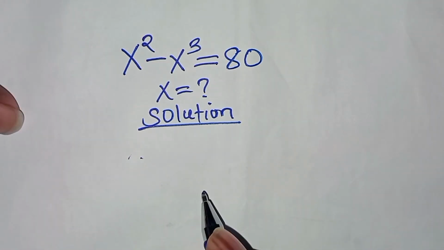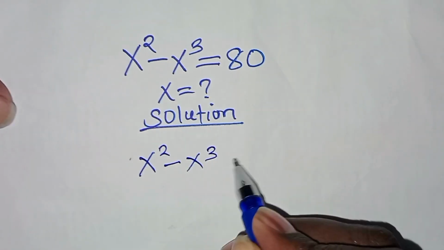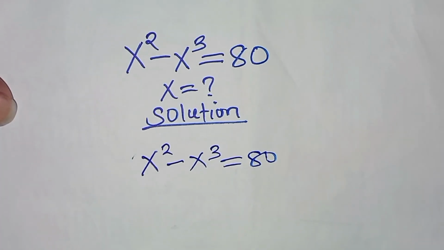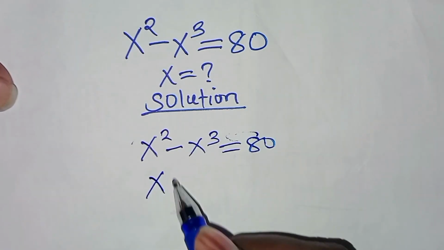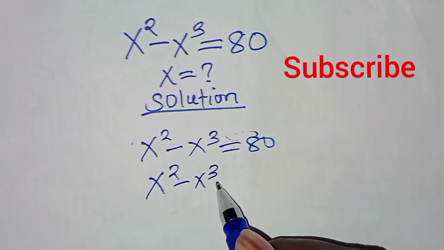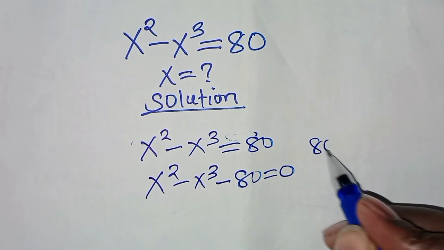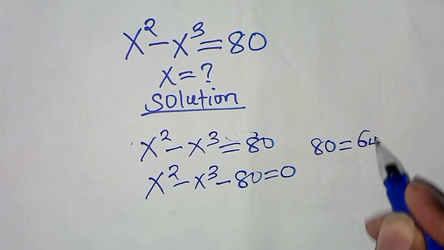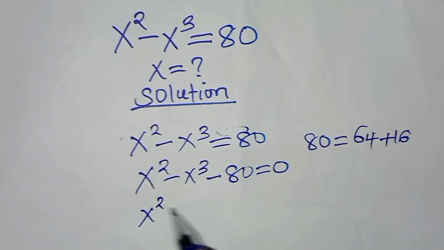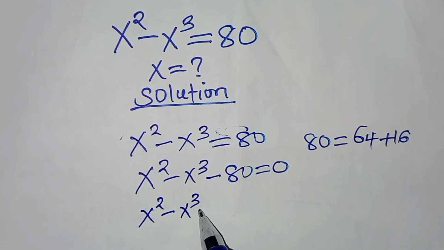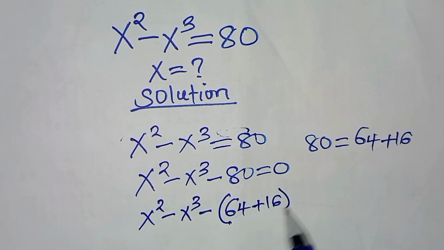Now solution from here, we have that x to power 2 subtract x to power 3 is equal to 80. Now the next step here, let's take 80 to the left hand side. We will have x to power 2 subtract x to power 3 subtract 80 is equal to 0. Now we can express 80 as 64 plus 16. So here we'll have x to power 2 subtract x to power 3, subtract 80, which is basically 64 plus 16, is equal to 0.